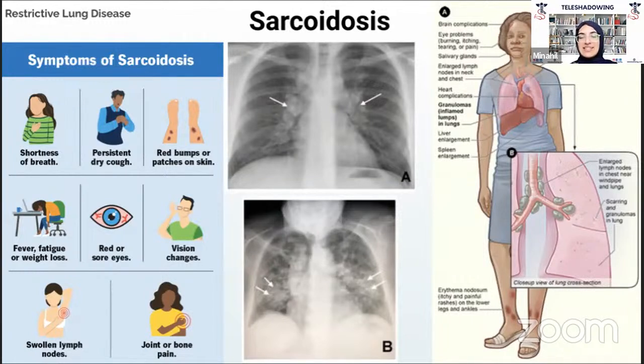FEV1 to FVC ratio. And if you wanted to treat sarcoidosis, if it's mild or asymptomatic, you can just observe the patient and it can spontaneously resolve. But if it's symptomatic and progressively worsens, then you would want to use corticosteroids as the first line of therapy. Also, immunosuppressive agents like methotrexate and azathioprine, and some other steroids you can use. Also hydroxychloroquine for cutaneous and hypercalcemia symptoms.